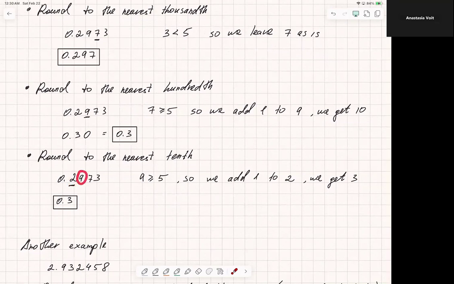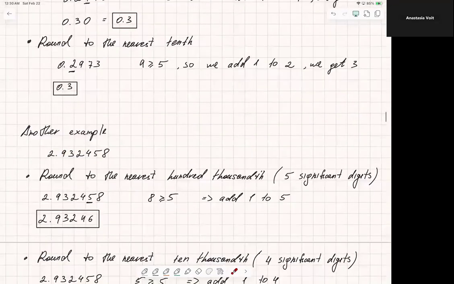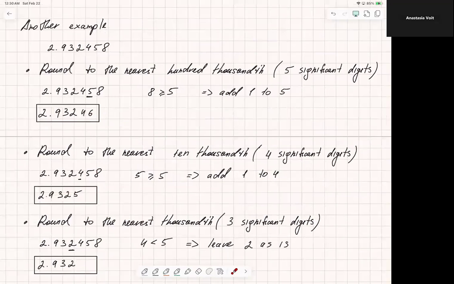We look at the 9, the digit that is right after 2. 9 is greater than or equal to 5, so we add 1 to the digit of interest, which is 2, so we get 3. So we have 0.3, and the rest would just drop. Okay, another example. This number is a bit bigger this time.